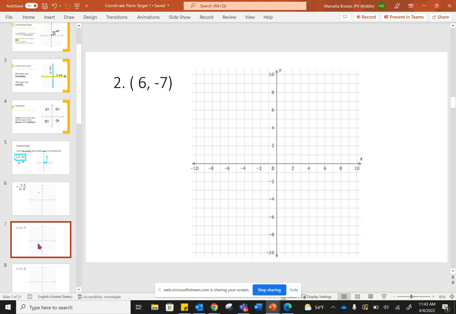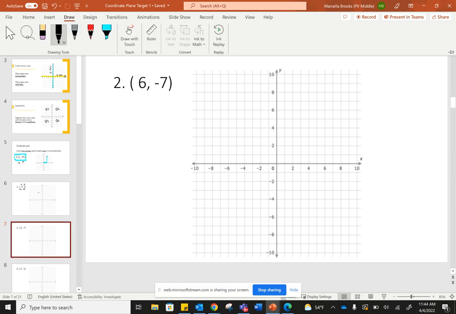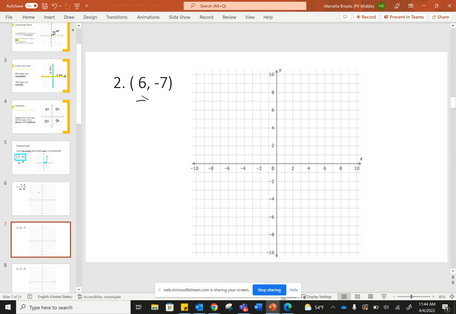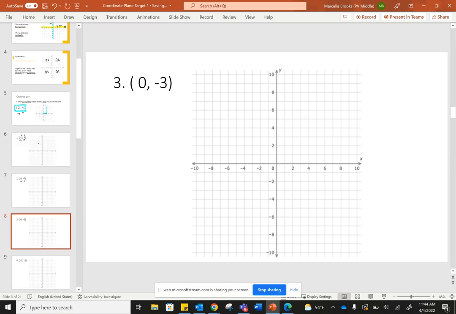Let's see, what other one do I want to do? Let's skip. I want you guys to try this one. I'll give you a hint. The 6, that's positive. That tells me to go right. And then that second number, that's negative. That tells me to go down. Okay. So graph that one.